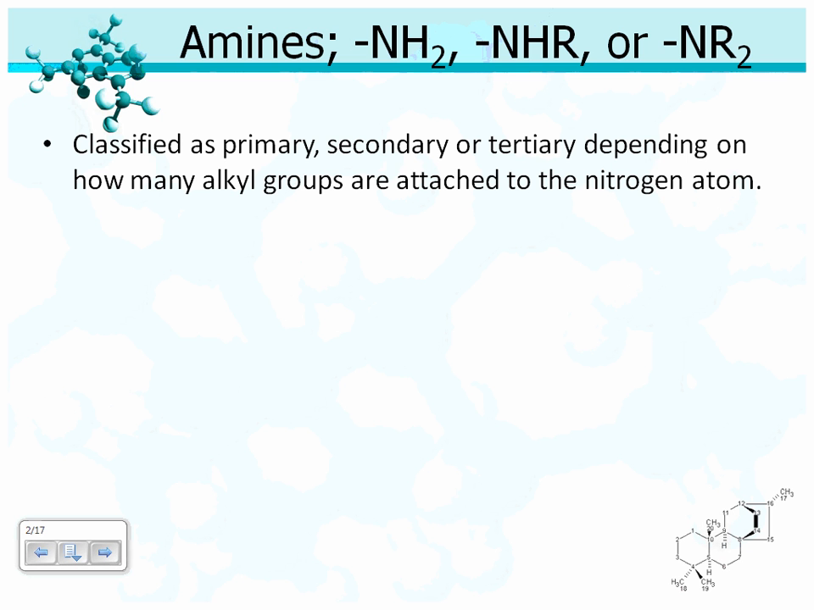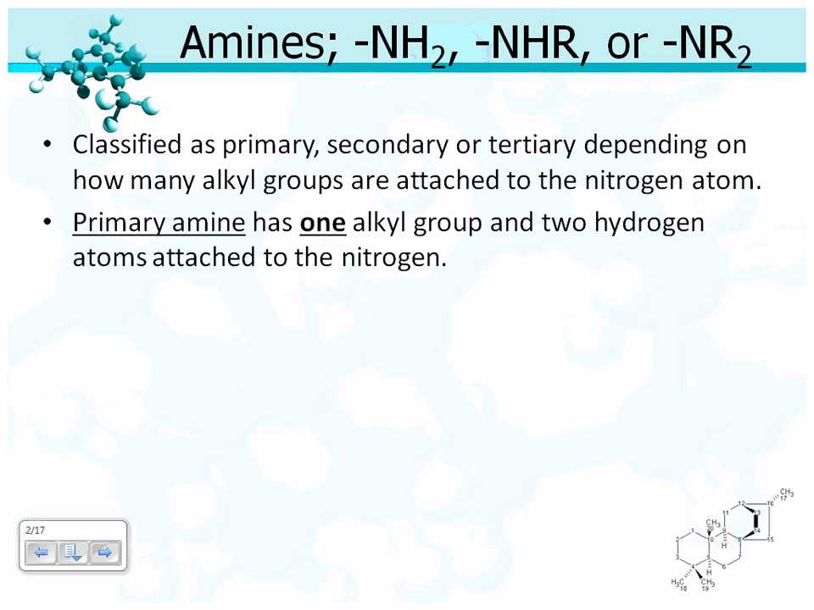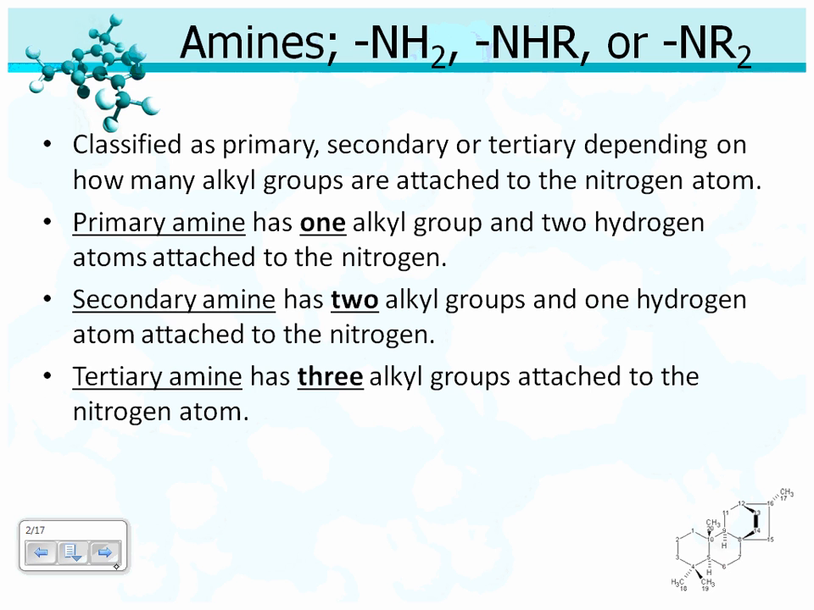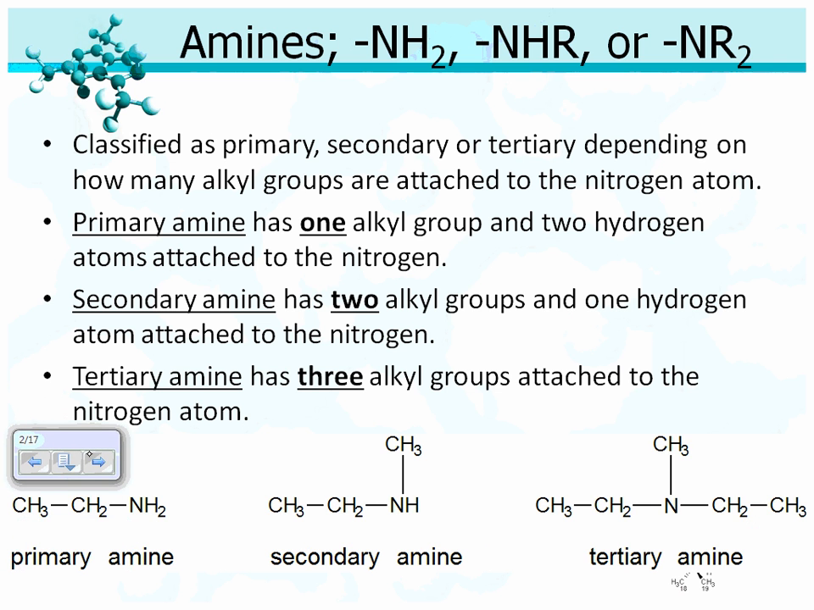We classify them as primary, secondary, and tertiary, depending on how many alkyl groups are attached to the nitrogen atom. More specifically, a primary amine has one alkyl group and two hydrogen atoms. A secondary amine has two alkyl groups and one hydrogen atom. And a tertiary amine has three alkyl groups attached to the nitrogen atom with no extra hydrogens. Here are three different examples: one's a primary, one's a secondary, one is a tertiary amine.